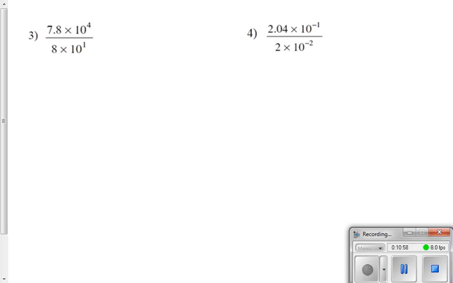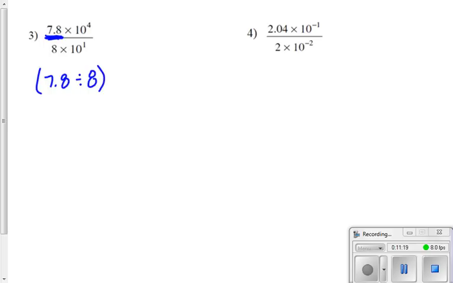So again, I'd set it up pretty similar to multiplication. Take care of this here. We have 7.8 times 10 to the 4th divided by 8 times 10 to the 1st. Take those two numbers there, 7.8, we'll group those first. We're taking the 7.8 and we are dividing by 8.